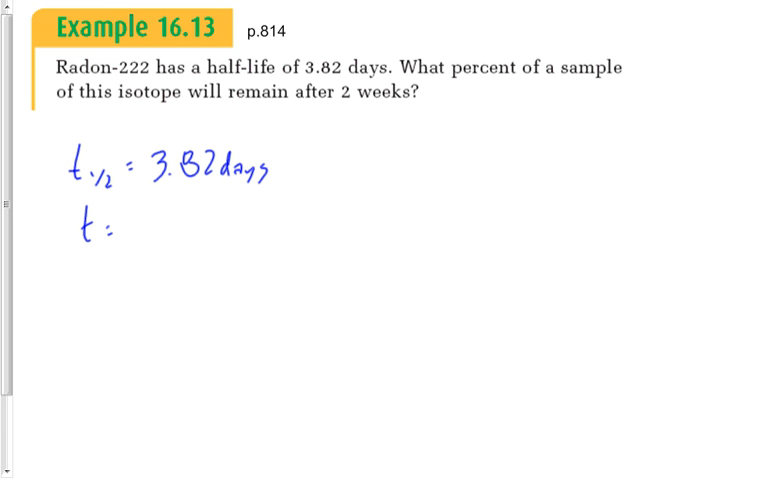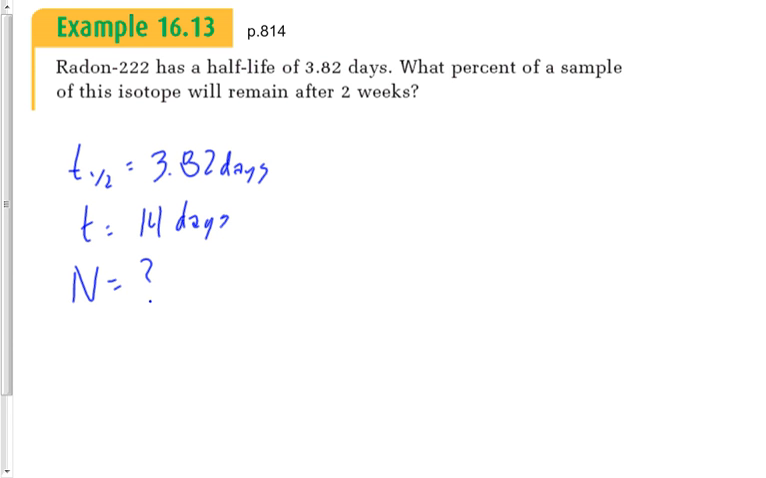Well, the total time is 2 weeks, but we want to be in the same units, so let's make that 14 days. We could have made the 3.82 days into weeks, but it's easier to turn the weeks into days, I think. We want to know how much remains. We want to know N. Is there anything else that's given to us here? The final amount we're looking for. Do we know what we start with? The initial amount?